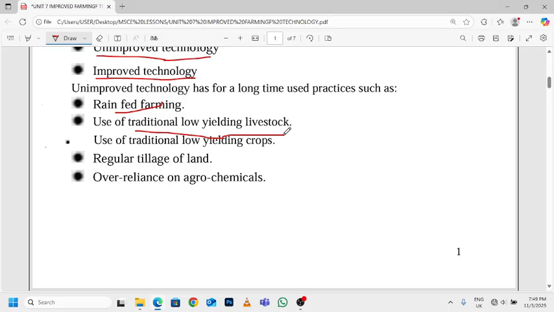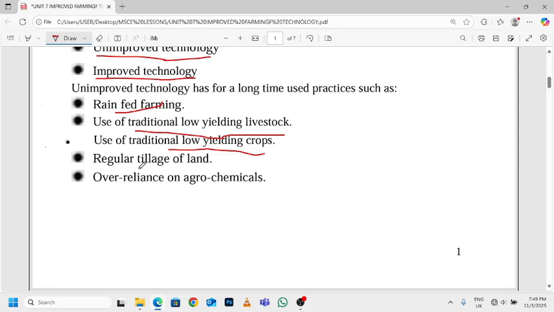Number 2, use of traditional low-yielding livestock. Using livestock that cannot yield more products. For example, rearing the local chicken. Okay, you see that the local chicken takes time to start laying eggs. That's an example. Kugwiritsa ntchito kapena kuweta nyama zimene zili zakale kale. Number 3, use of traditional low-yielding crops. Mbewu zimene sizimapereka zokolola zochuluka.